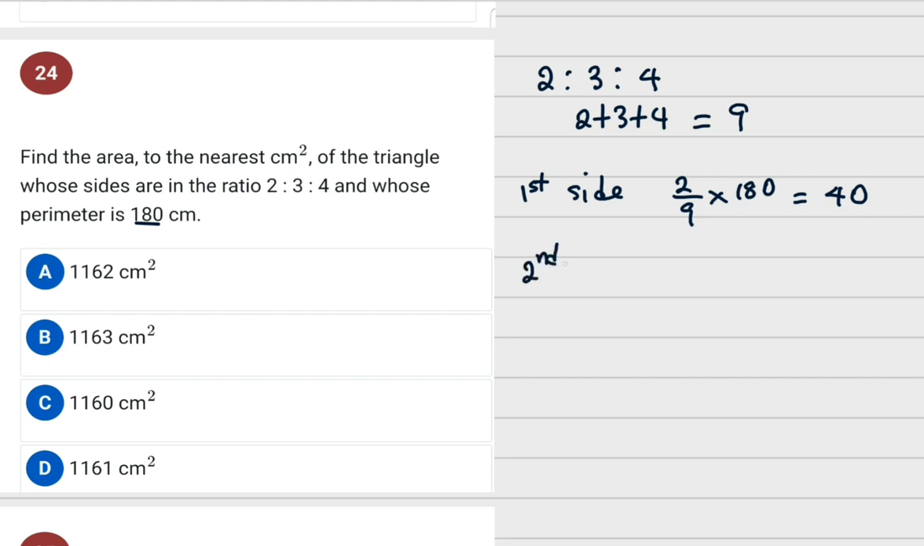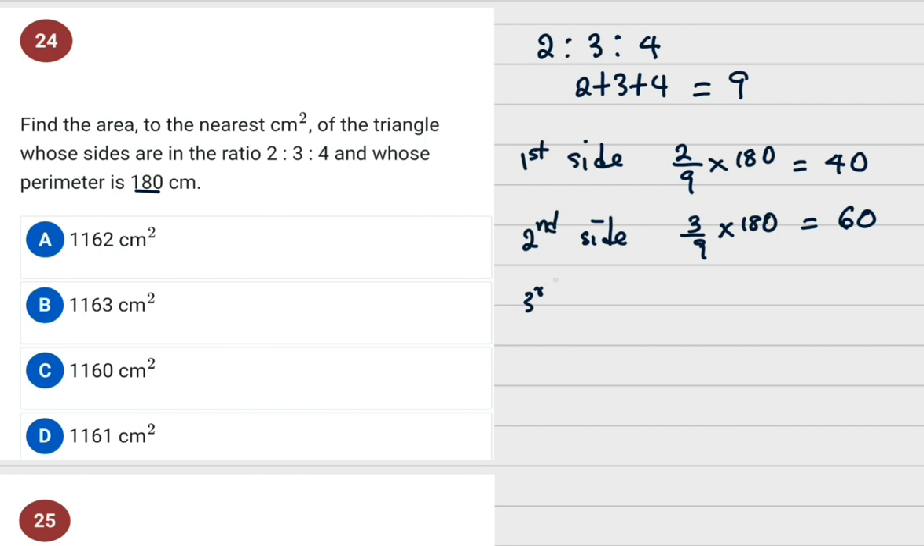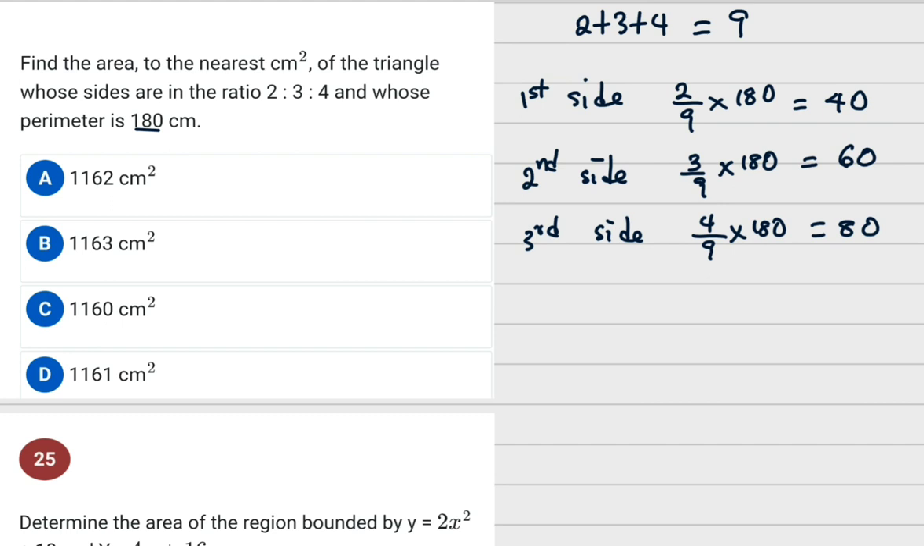Now for the second side, okay, will be 3/9 times 180. And this should give me 60. And of course, you know the last one must be 80. But let me just show you the third side is going to be 4/9 times 180, which will be 80. Now, but recall, you see this question is a triangle that 3 sides are being given. And how do you find the area of a triangle given 3 sides?